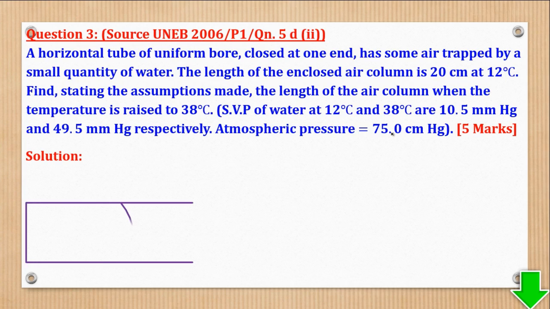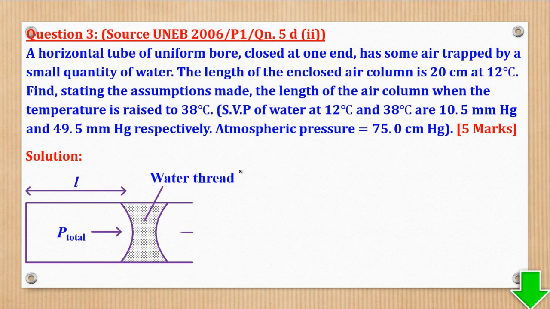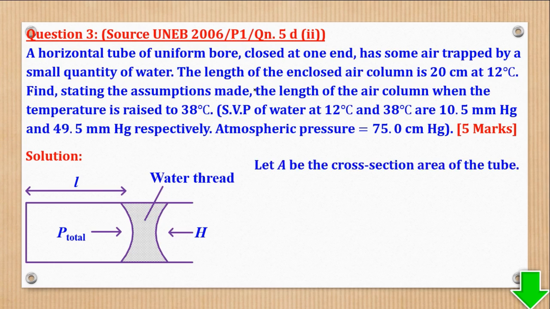So we are going to make a simple sketch to illustrate this column of the water thread. So this length is measured from here to here. That is your length L. This is the water thread. This is the atmospheric pressure. This is what we call the total pressure. So let A be the cross-section area of the tube. They told us it is uniform.